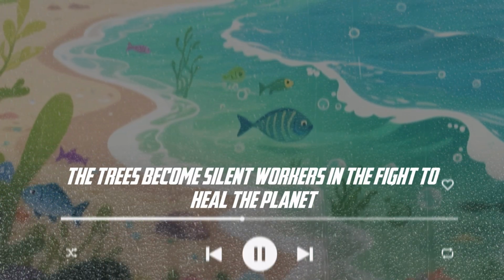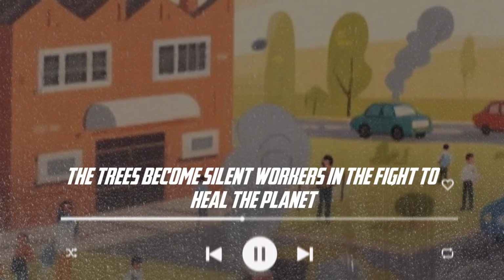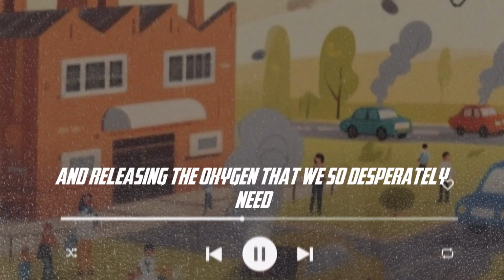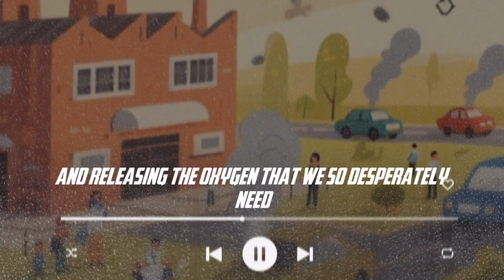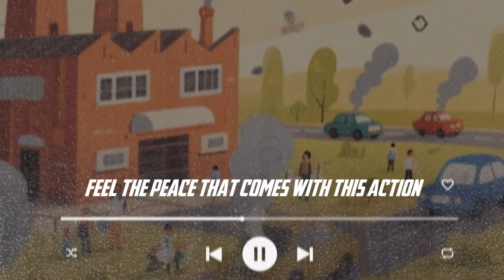The trees become silent workers in the fight to heal the planet, absorbing the carbon dioxide from the air and releasing the oxygen that we so desperately need. Feel the peace that comes with this action.